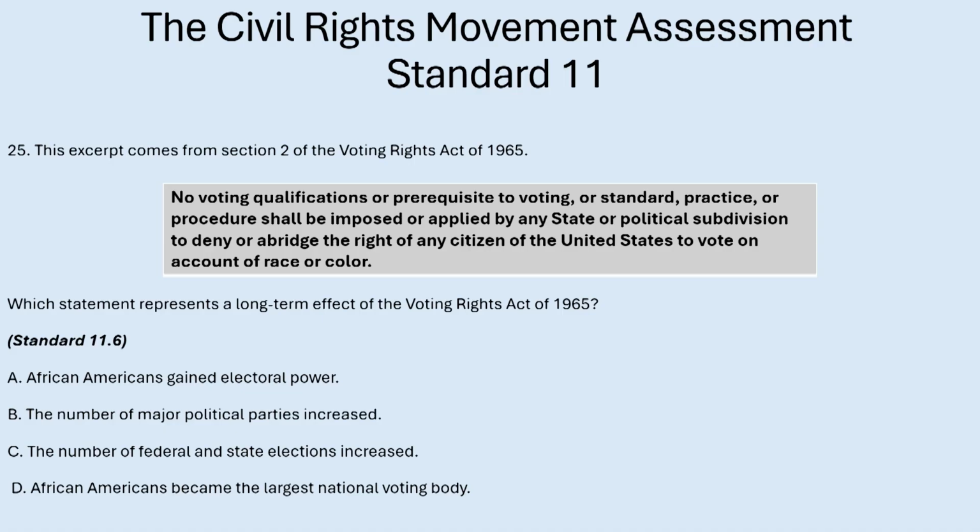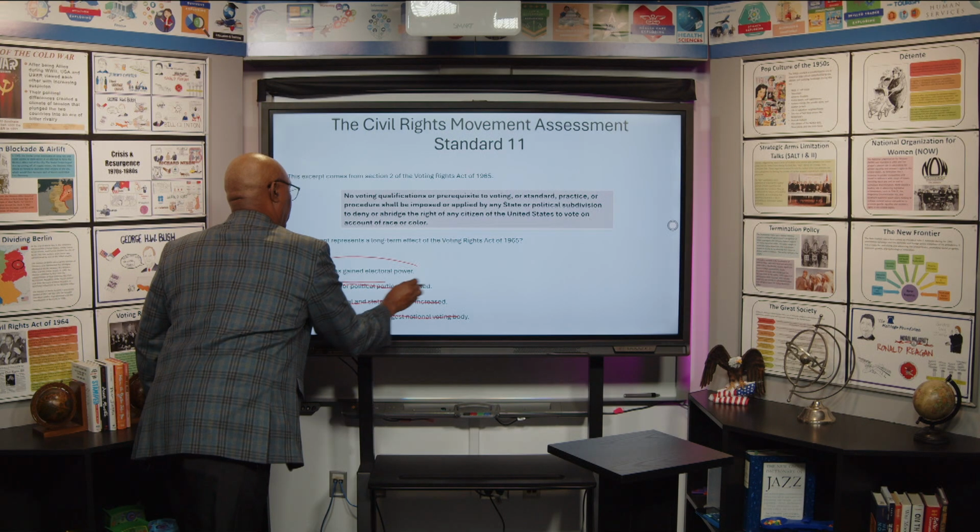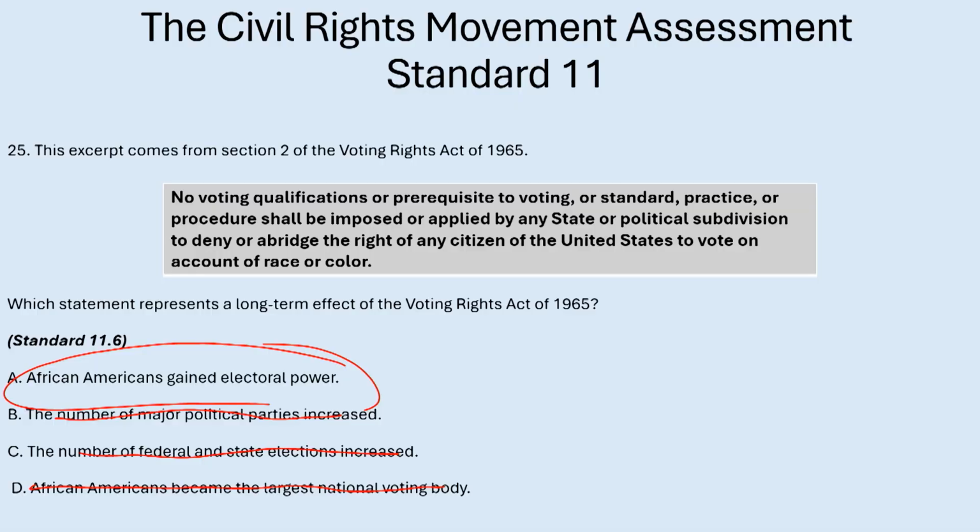So African Americans gained electoral power. The number of majority political parties increased? That has nothing to do with increasing the number of political parties. The number of federal state elections didn't have anything to do with increasing elections. African Americans became the largest? Nope, not even the majority. African Americans aren't. So the best answer is African Americans gained electoral power.